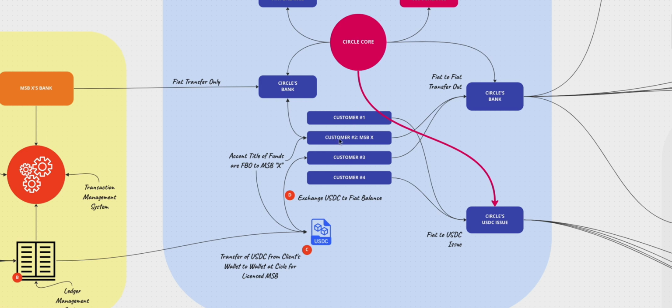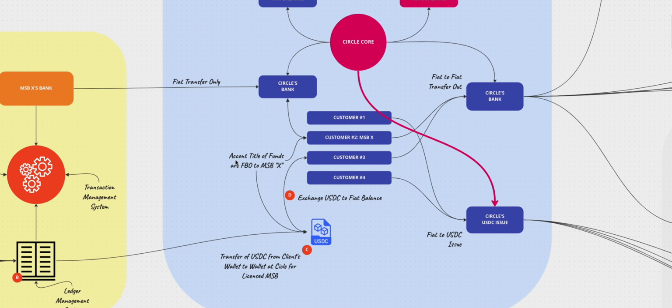But Circle doesn't do the FBO part. Circle says, listen, I'm just providing you with a bank account where you can push your money in. With that, I'm holding a fiat balance. From there, I can issue USDC, or I cannot. It's all up to you. But I do not know who these funds belong to, so I am not going to take any legal responsibility, or responsibility on my license, as to where these funds are coming from. So the account title of the funds is FBO to MSBX.